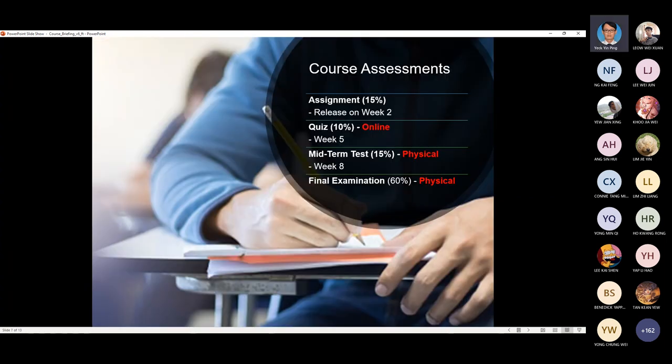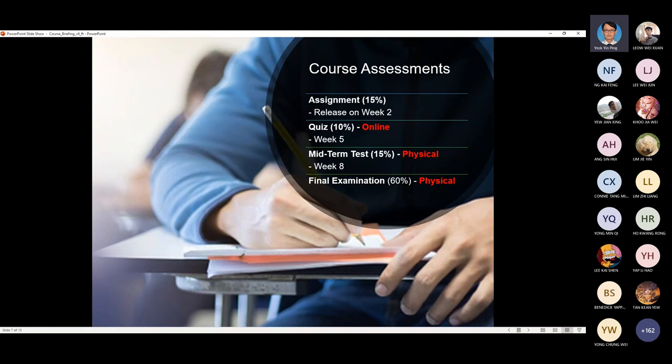So this is your course assessment. It's very important. Your assignment will carry 15 marks out of the 40. Your continuous assessment in total is just 40, but your final examination is 60. So the assignment is 15 only out of the 40. I'm going to release it next week.